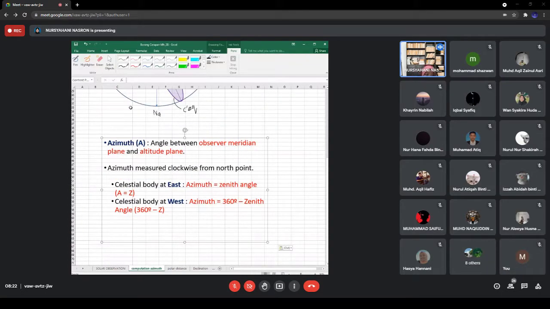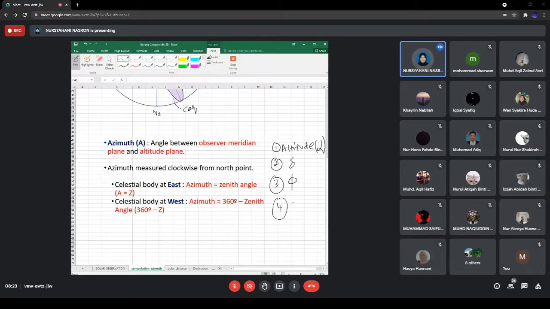As I mentioned, we need four data: altitude, declination, latitude, and azimuth. All these parameters we already calculated, and determined in the previous lecture.